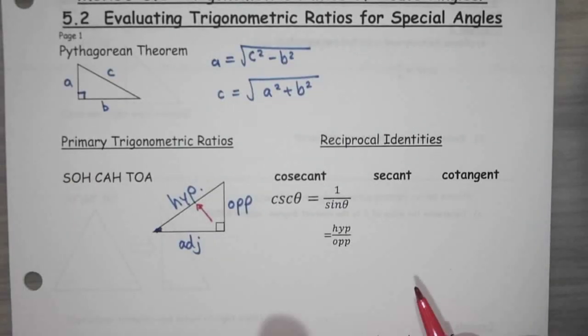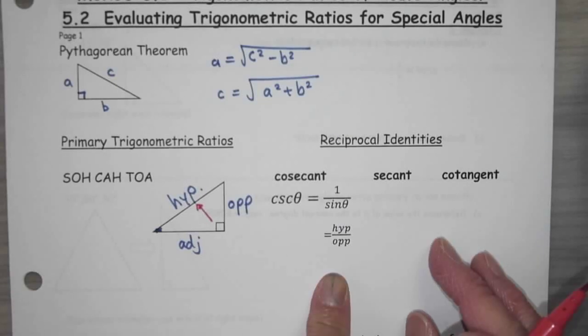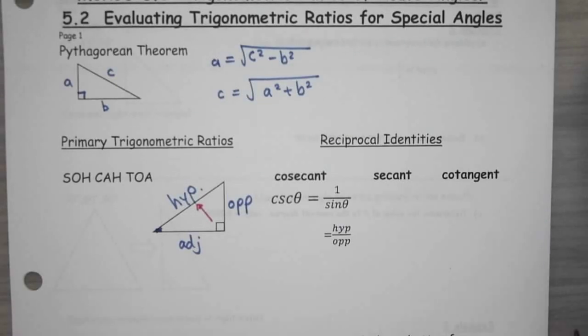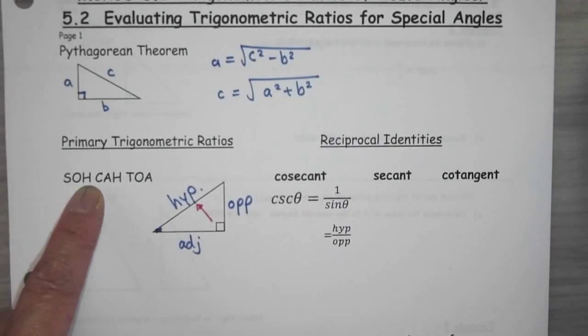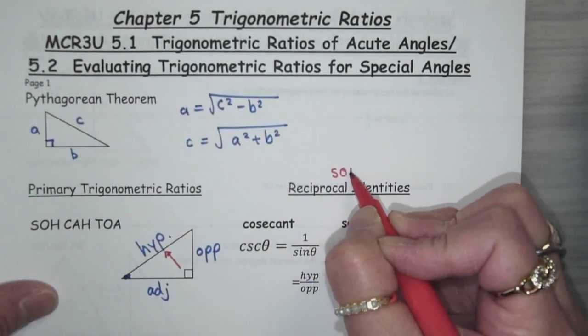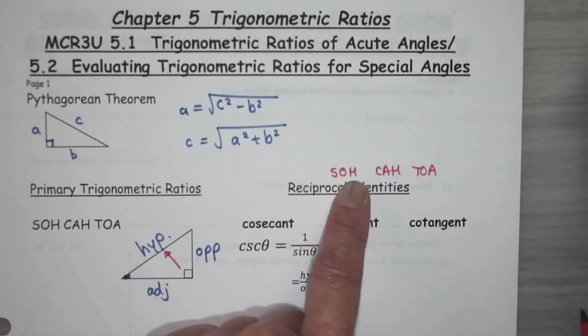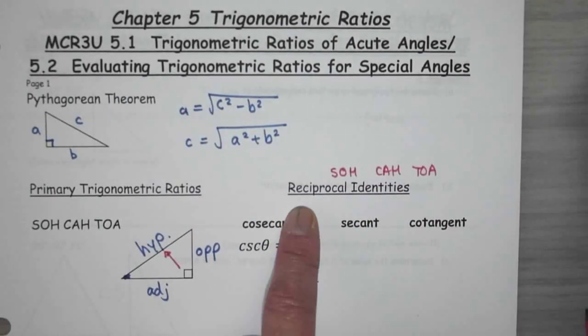Okay. Reciprocal identities, something new. So we're adding a little bit to our review from before. Reciprocal identities are something new. You will have to use this. It's not super useful in terms of calculating, but it helps you a little bit. What it does is it makes everything upside down. So you know how it's SOHCAHTOA. For reciprocal identities, it's SOHCAHTOA, but backwards.